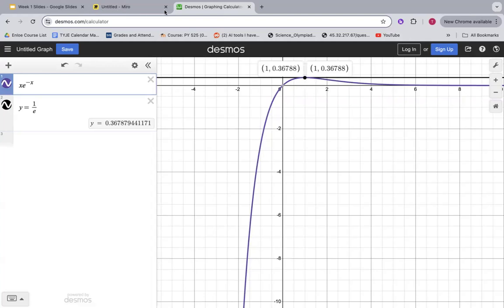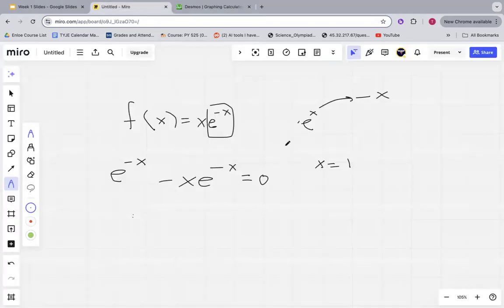And how did I get this 1 over e value? Well, we know that x equals 1, and all we have to do is plug back in. So 1 times e to the -1 is 1 over e.